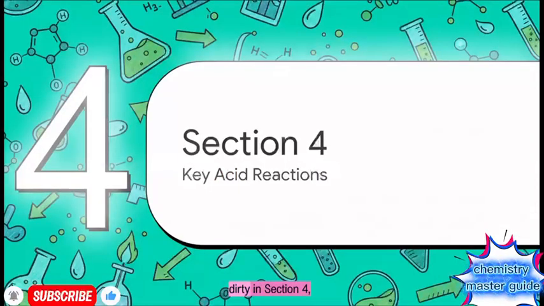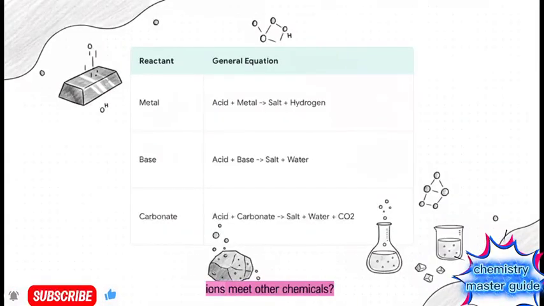All right, let's get our hands dirty in section 4, 3 key acid reactions. So what goes down when these aggressive hydrogen ions meet other chemicals? There are 3 main reactions you absolutely need to know. Acid plus metal gives you a salt and hydrogen gas. Acid plus a base gives you a salt and water. And an acid plus a carbonate gives you a salt, water, and carbon dioxide gas. By the way, in chemistry, a salt is just the compound left over when the acid's hydrogen gets replaced. Let's break these down one by one.